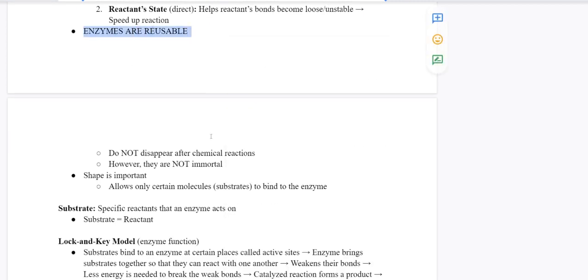So once the chemical reaction is finished, they do not just disappear, they do not just go away. They are able to be reused, but they are not immortal, they do not last forever. So after they are reused a couple of times, they're gone. It's like a plastic bag. You can reuse it, but you don't use it forever.